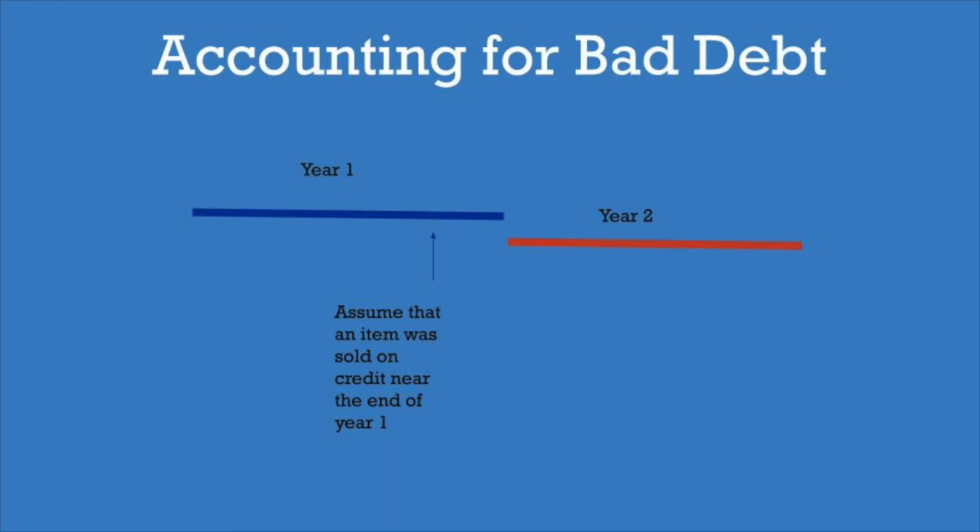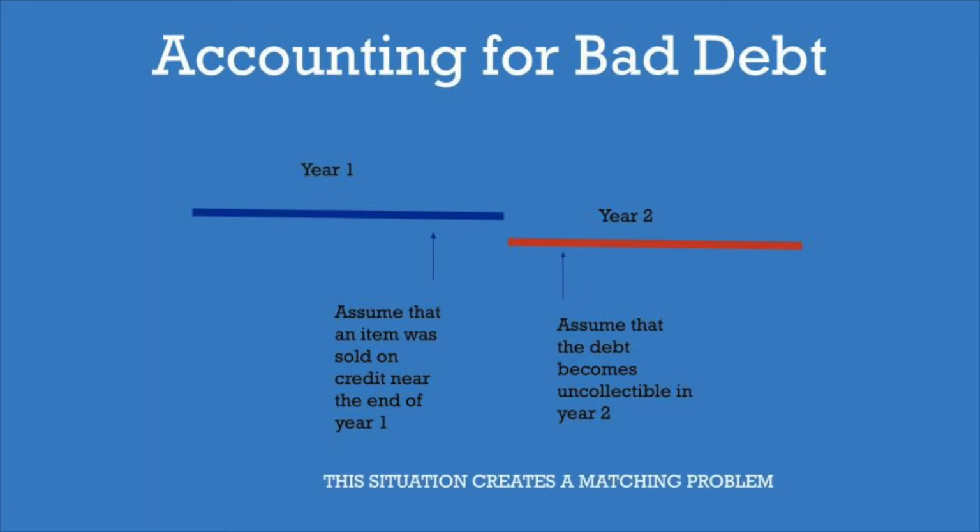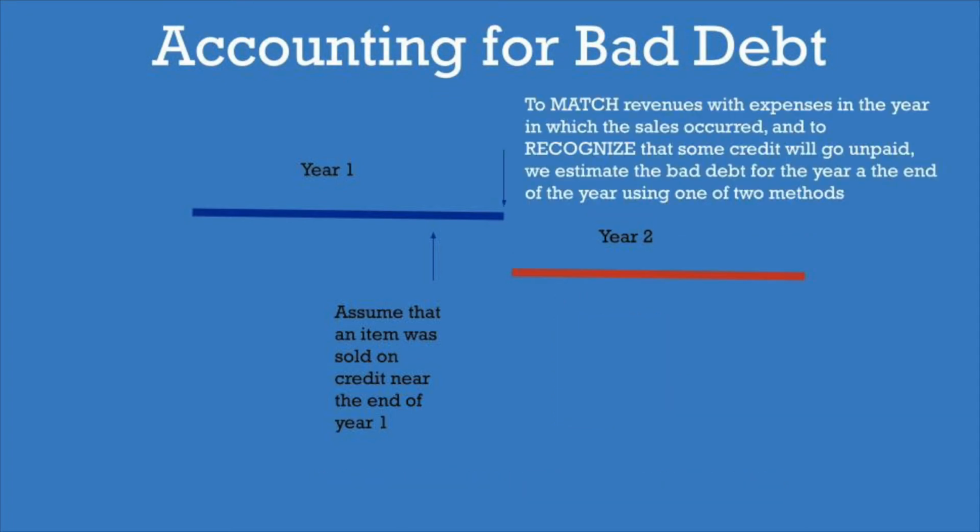The matching principle says we need to match up our revenues from a given year with the expenses of that given year. So if someone were not to pay this particular bill in this example, we kind of defy the matching rule because we recorded a revenue in year one, yet we're going to write that off in year two. So we need to find a way in accounting to estimate the amount of bad debt in the year that it happened.